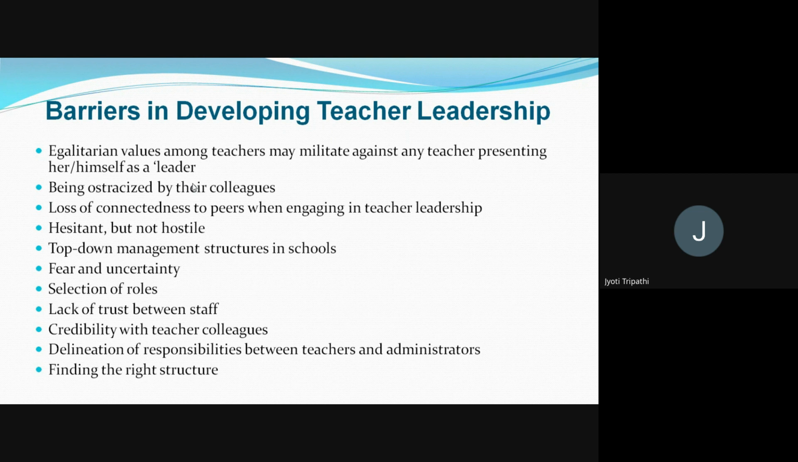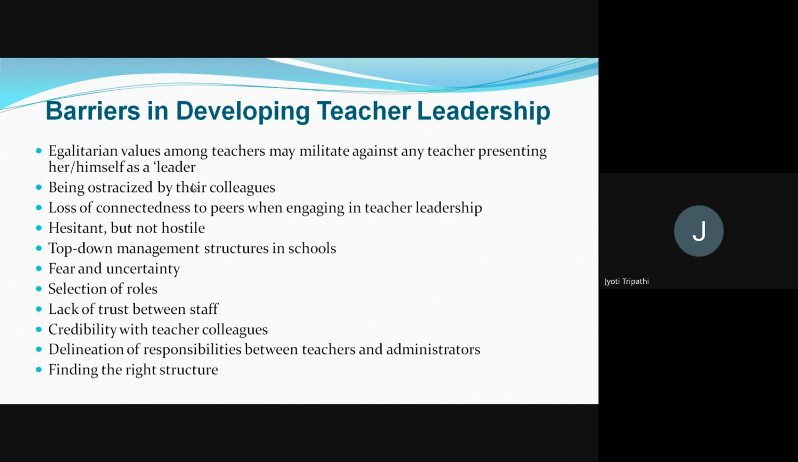We say we all are equal. We should be given equal tasks. We should be given equal weightage. If this happens, then nobody would be coming up and nobody would be performing the role of leader. Being ostracized by their colleagues, yes, leg pulling is there. Oh, you are a leader. You have been given, so you are the only important one. Go ahead and do this. Such leg pulling stops them from being leaders.